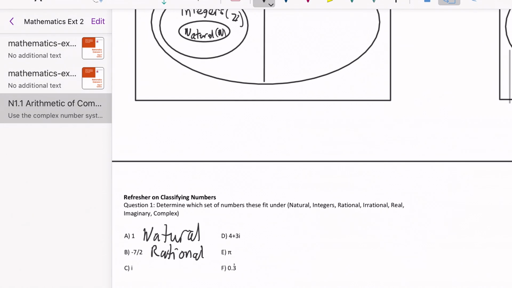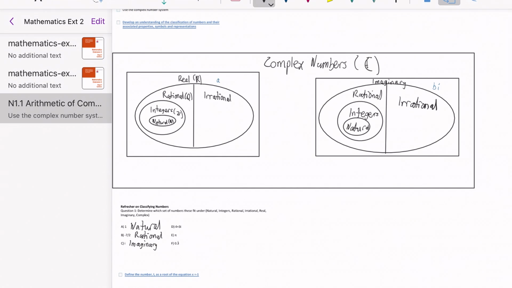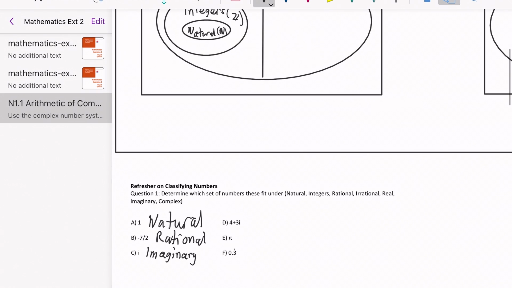Next we have i. i is an imaginary number. And if we just go back, we said all imaginary numbers are in the form bi. In this case, b is equal to 1. 4 plus 3i. This is in the form of a complex number.